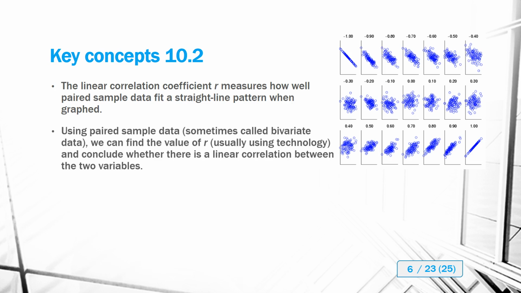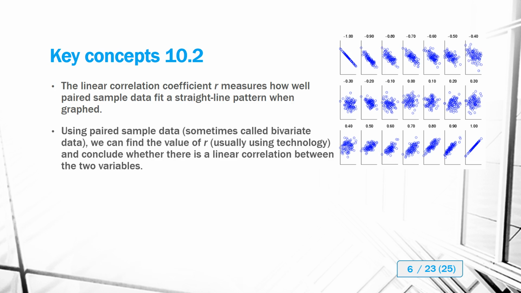Now, we're going to be using paired sample data, okay? Sometimes this is called bivariate data. Bi is a prefix from the Greek meaning two, and variate is another form of the word variable. So we're looking at two variables, hence the term bivariate. This is a good expression for paired sample data. We can find the value of R, and usually we're going to use software to do this. We'll get into how to calculate this old school later on in the lecture. And you'll see that this calculation is just a monstrosity, so we're going to be using the software for it.